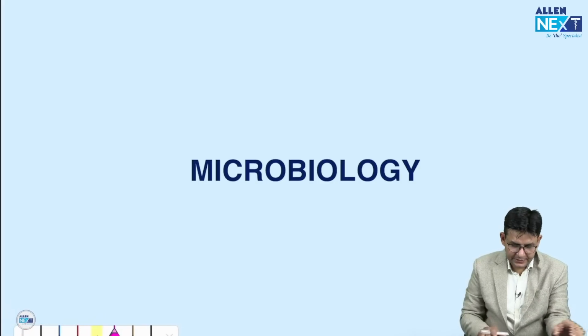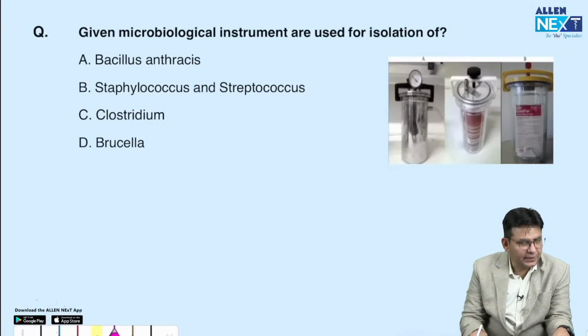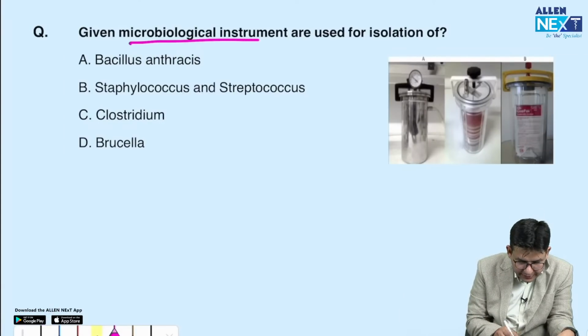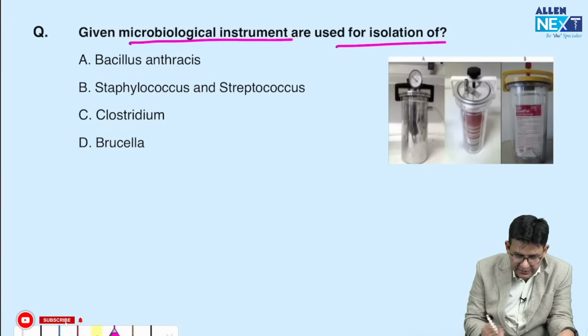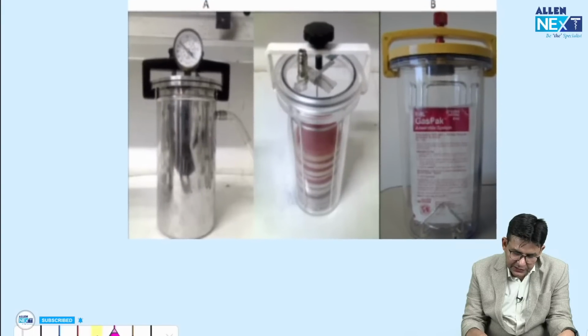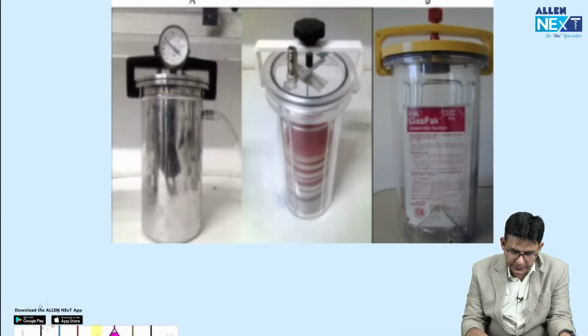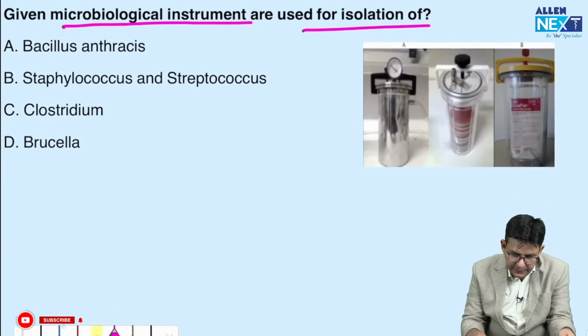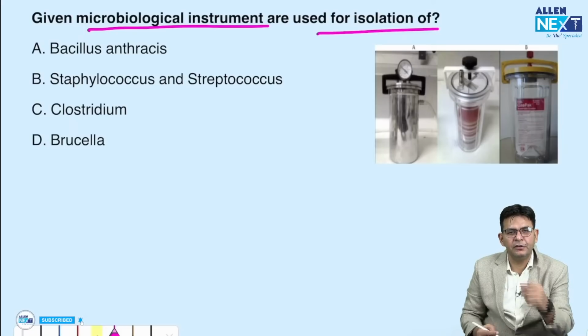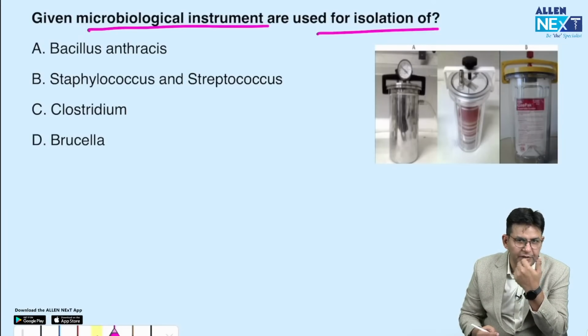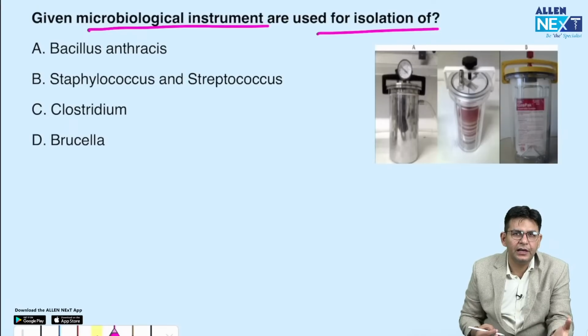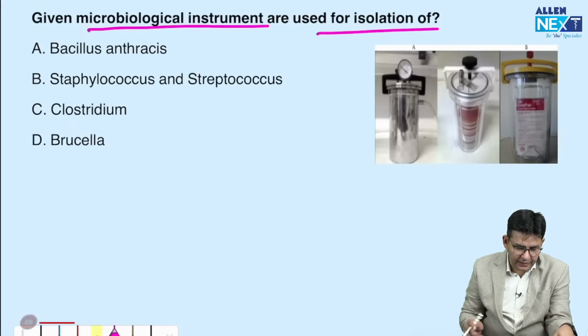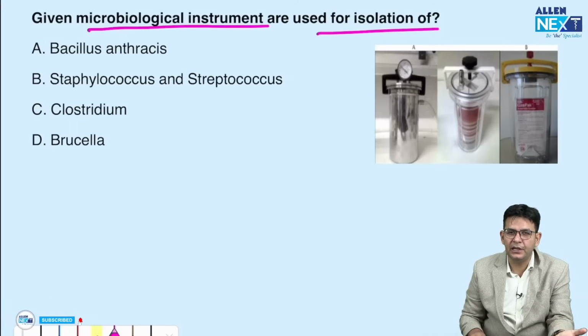So let's start with the first image. As you can see, a given microbiological instrument is used for the isolation of... If I zoom in, it is written gas pack. Gas pack is a chemical method of anaerobiosis, used to create what? An anaerobic environment. And an anaerobic environment is used to grow which organisms? The anaerobes.